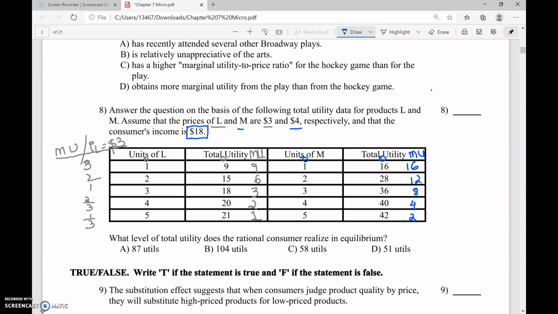So I was just trying to check if my calculations are right. Next, I'm going to divide the marginal utility over the price of M, which is equal to $4. So this is 16 over 4, which is 4. Then 12 over 4, that's going to be equal to 3. 8 over 4 is 2. 4 over 4, that is equal to 1. 2 over 4 is equal to 1/2.